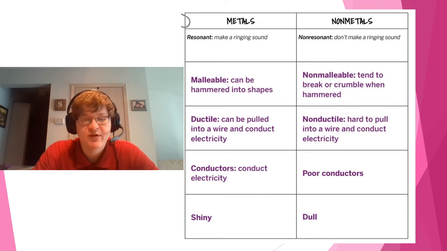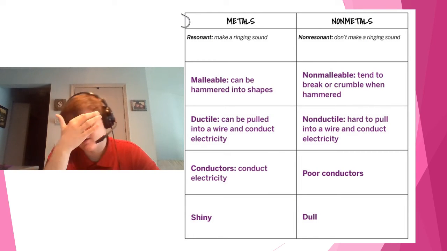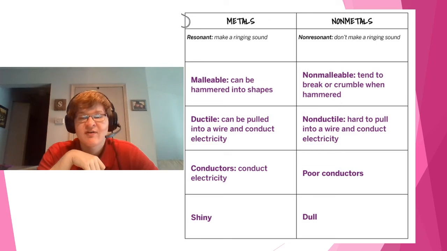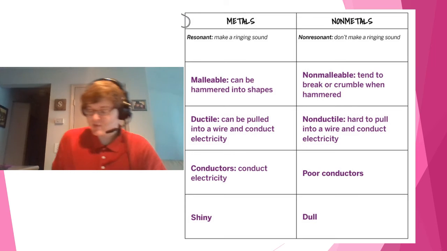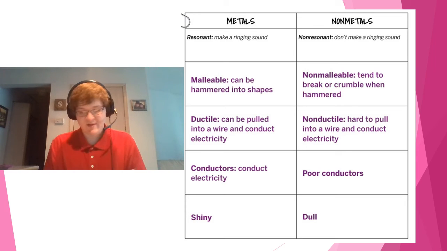Before we start labeling what is a metal and what isn't a metal, we have a chart right here I'd like you to fill in your packet. So a metal makes a resonant ringing noise, and non-metals don't make a ringing noise. So I have some examples I'm going to use.